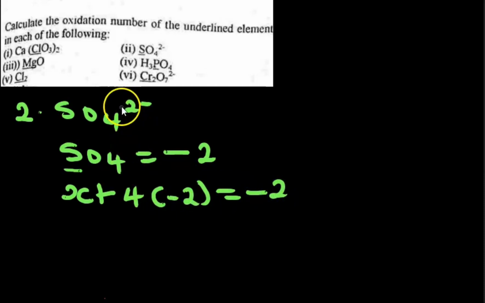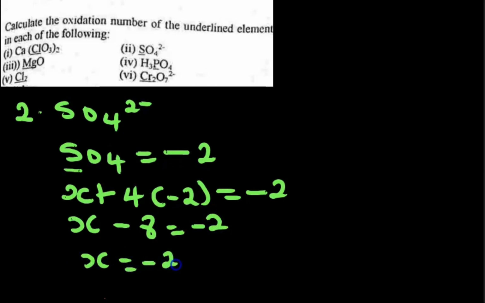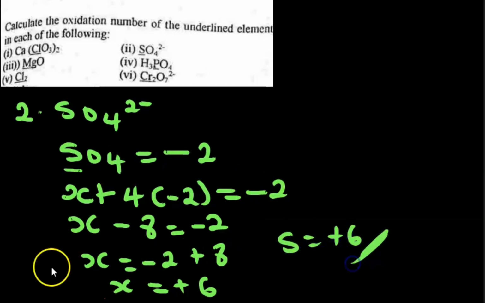Hope you understand, the oxidation number of oxygen is -2. So when you multiply that and open the bracket, it will be X minus 8 is equal to -2. When you take 8 to the other side, it becomes +8, and X becomes +6. So the oxidation number of sulfur in SO4 2- is equal to +6.